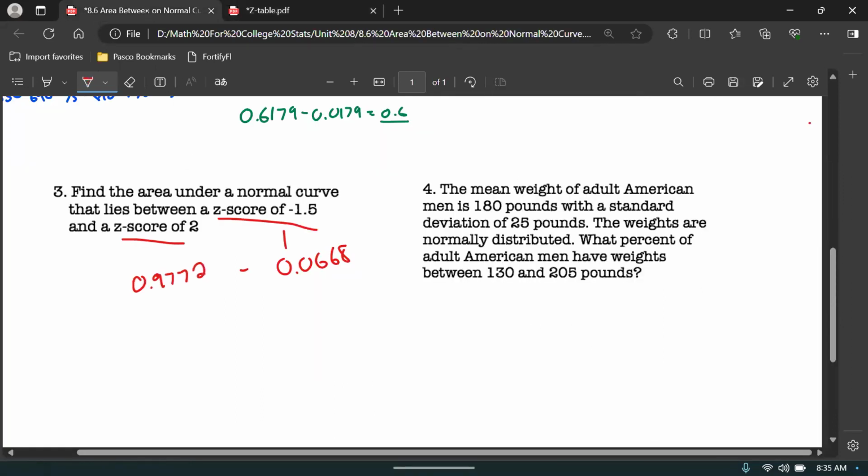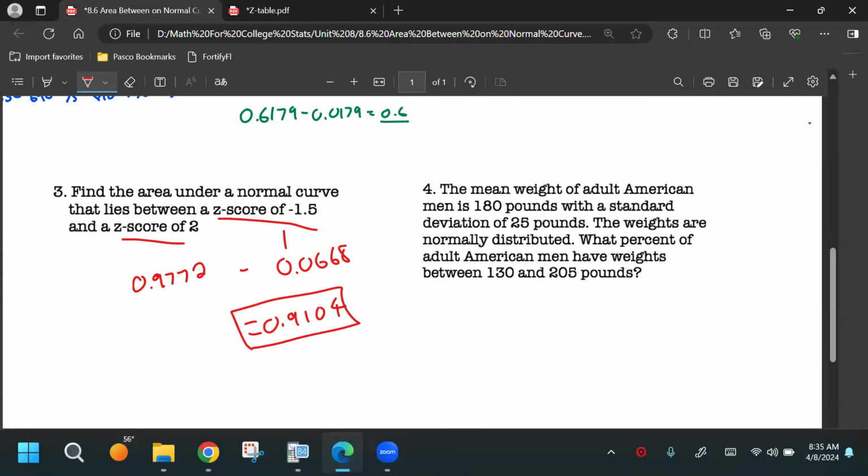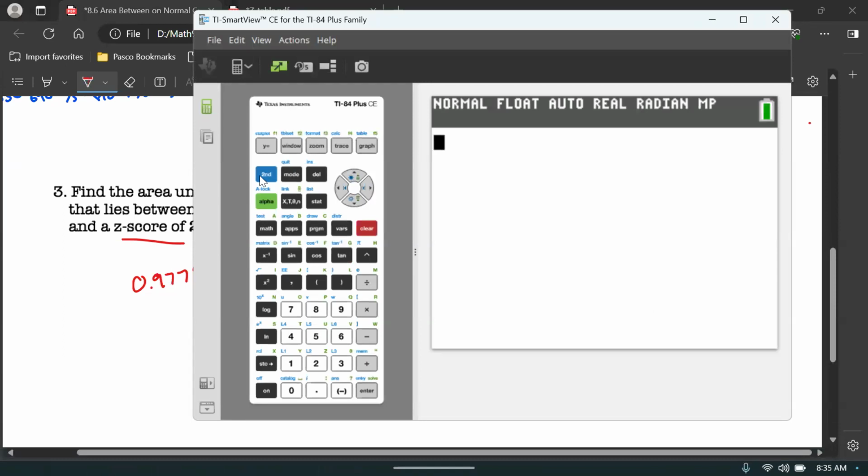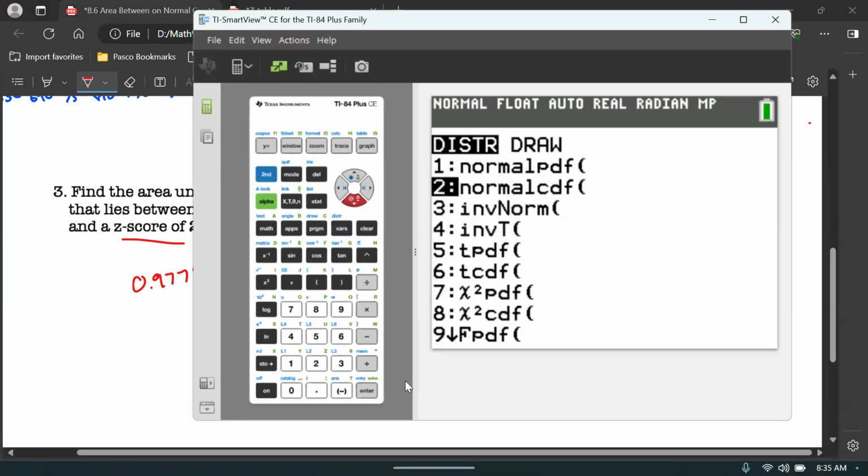And we subtract. When you're doing z-scores, it's always the larger one minus the smaller one, because you can't get negative probability. So if you take 0.9772 minus 0.0668, you get 0.9104. That one's pretty quick and easy with the table, but because I'm a fan of showing you everything, I'll show you this on the calculator as well.